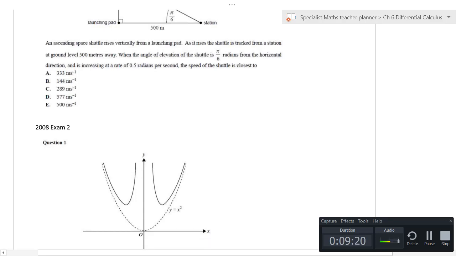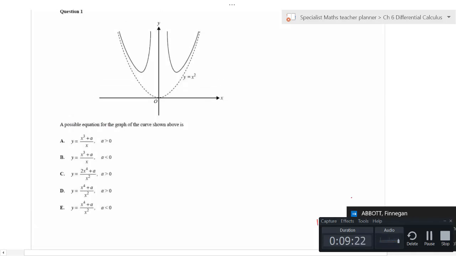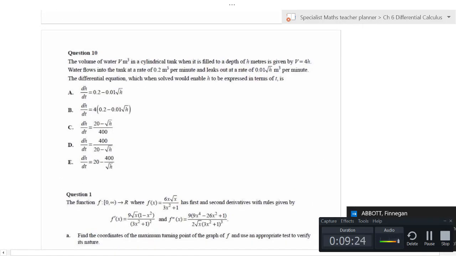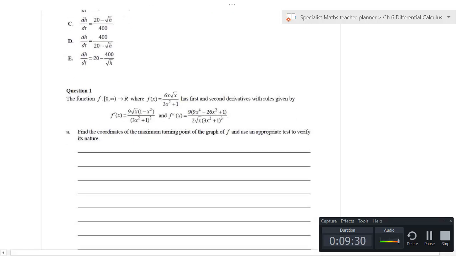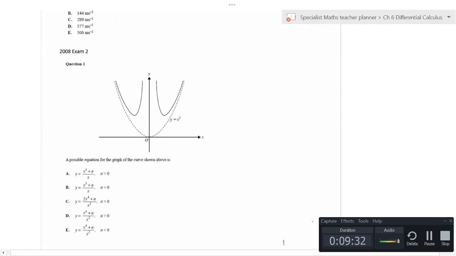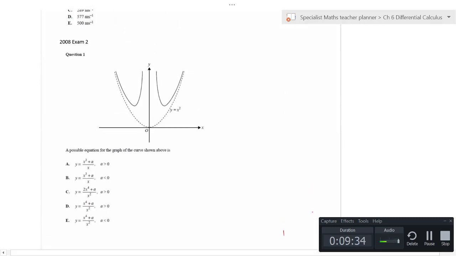So let's skip. Oh, we did this question before, but let's do this one. Easy peasy. Do it in your reading time. Actually, not this one. Sorry, this one. This baby here. Okay, let's have a look. The trick in this question is these different values for A. What I'm going to say though is let's do this one. The first one, A, is going to be x squared plus A on x.